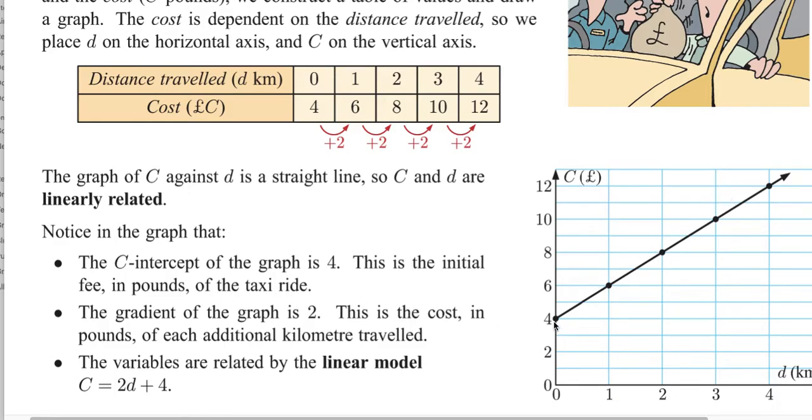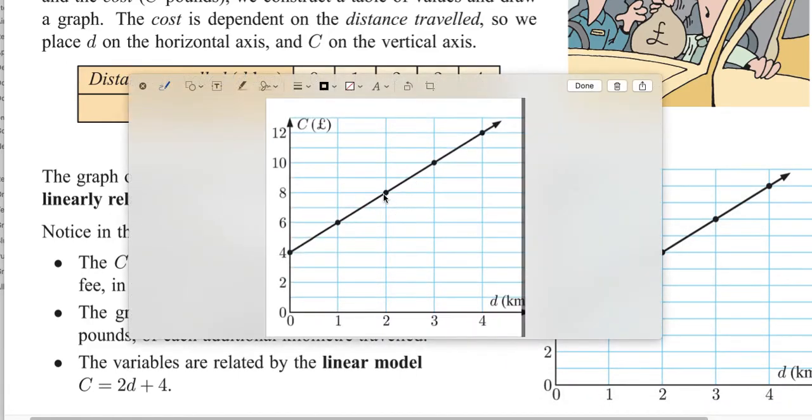The c-intercept is 4. This always represents the cost, or the initial cost, without going anywhere, if this problem is to do with a taxi. The gradient is 2, which is the cost per kilometre, and we know this because this is the difference in y, which is 2, divided by the difference in x, which is 1. We could change our triangle, so we could be looking at a bigger triangle, and this would still work. We could work out the difference in y being 4 divided by the difference in x, which is 2. 4 divided by 2 is also going to give us a gradient of 2.